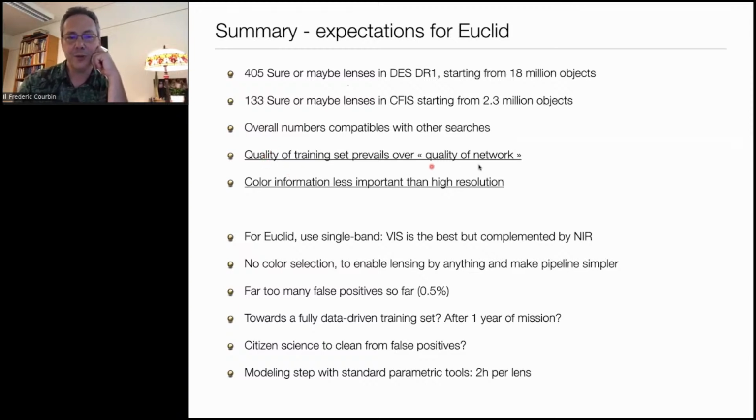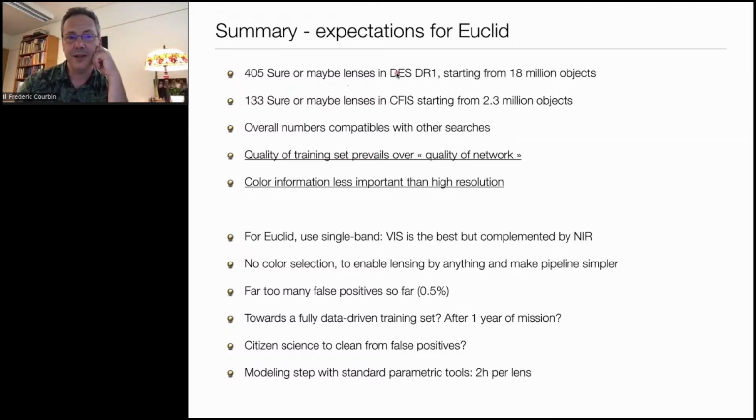Now, the quality of the training sets, that's a general conclusion that we have. We can use whatever network, the latest fancy thing, a super deep network. Everything in the end will be driven by the quality of your training set. And in doing this, you don't want to mimic nature. You don't want to have a training set that contains fewer of the rare objects and more of the common objects. You want to sample this equally.